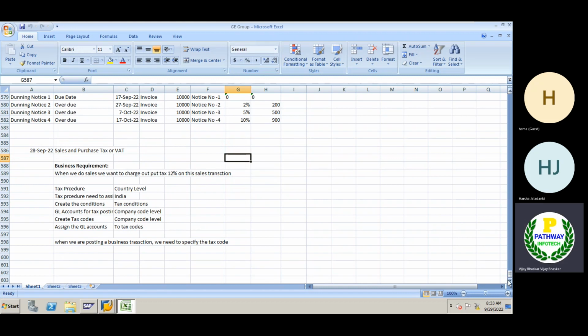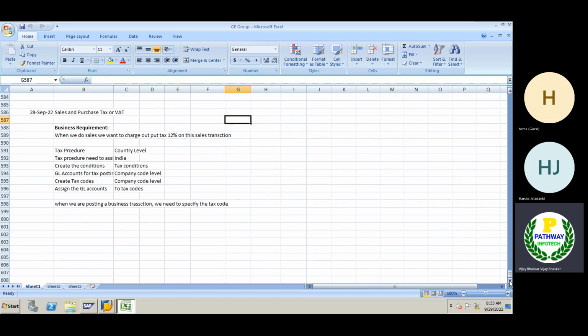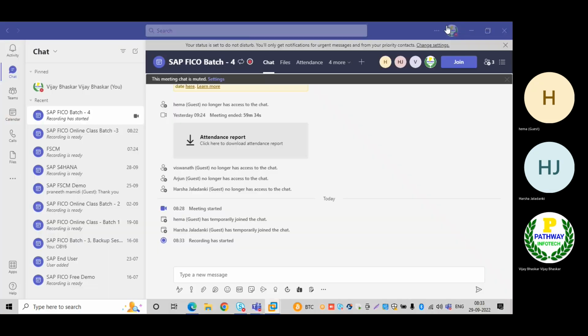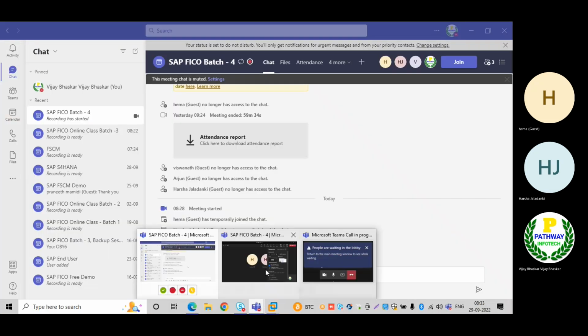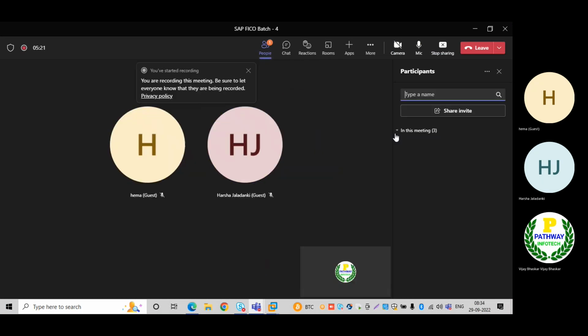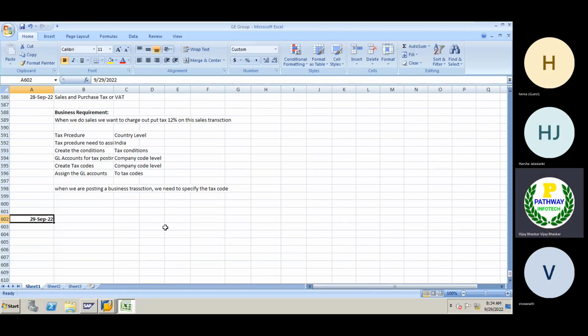Okay, today we are going to start a new topic, foreign currency revaluation. Okay, so foreign currency revaluation.